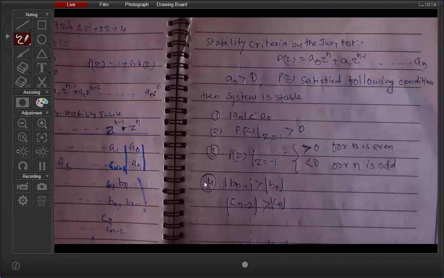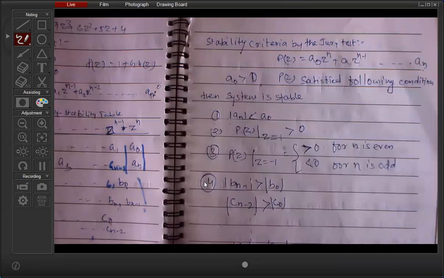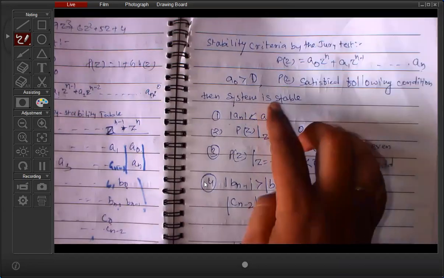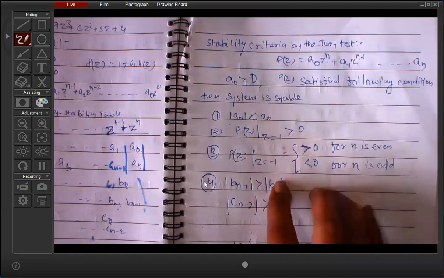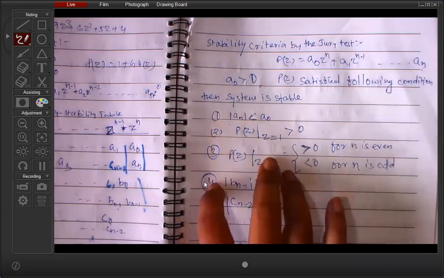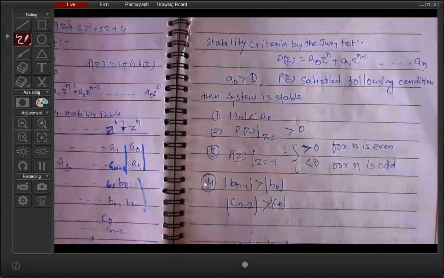But using the Jury stability criteria, if the characteristic equation of a discrete time system follows rules 1 to 4, then you can say whether the discrete time system is stable or unstable. It does not give any information regarding whether the roots of the characteristic equation lie within or outside the unit circle, just like the Routh-Hurwitz criteria does, yes or no?